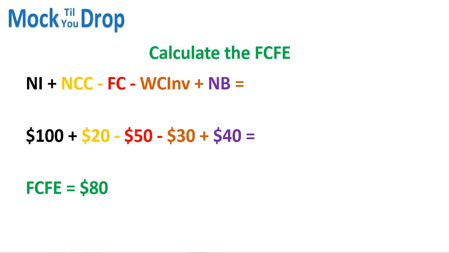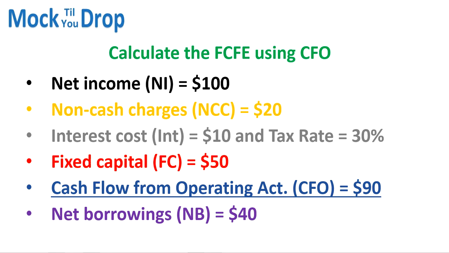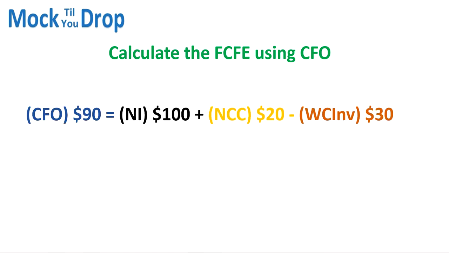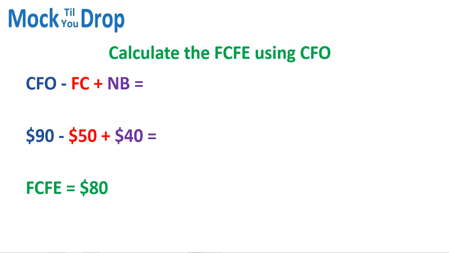Now let's see what happens when we include CFO in the problem, just like we did for free cash flow to the firm. So we're going to use the same information as we did for free cash flow to the firm. Again, CFO is simply the net income plus the non-cash charges minus the working capital investment. So we swap out those three components for CFO, and we get this equation. Notice how the final answer is the same as before. Free cash flow to equity equals $80.